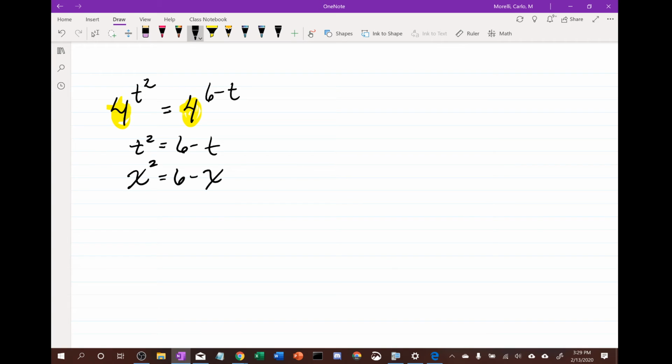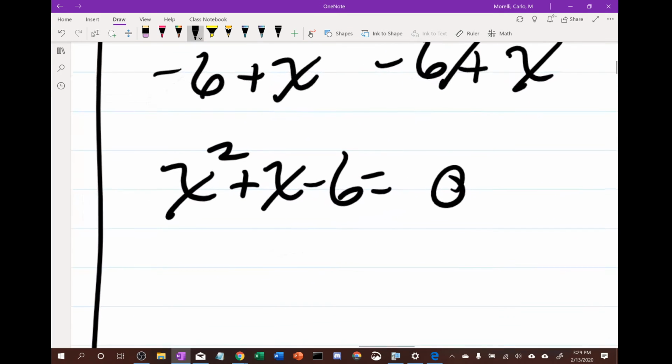Now, what I want to do is get this in standard form of a quadratic. So I'm going to add x to both sides and subtract 6 from both sides all at once. Minus 6 plus x. These cancel, and there's a 0. And now you've got x squared plus x minus 6. We want to keep it in standard form. This is what it needs to look like.